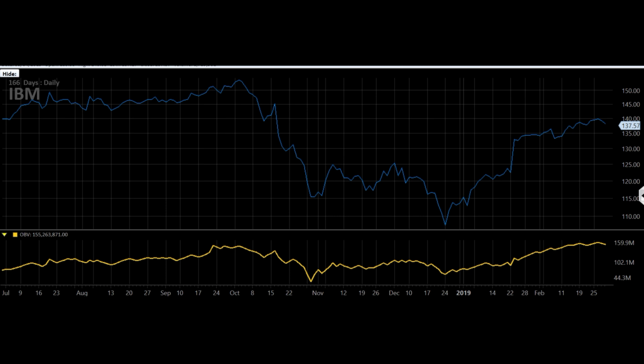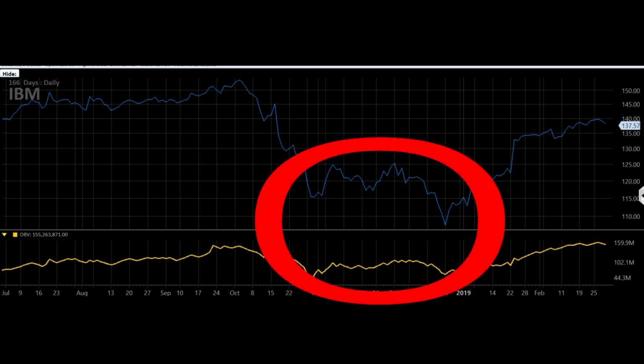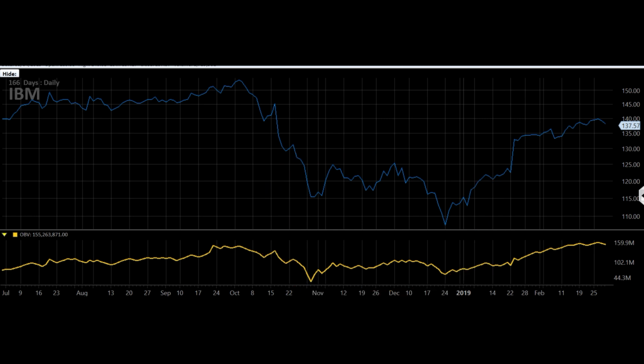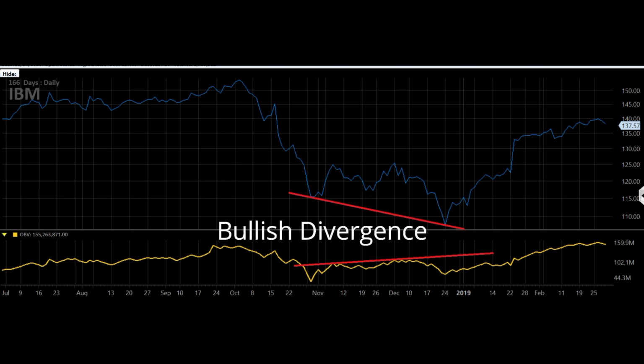Basically, you should watch out when the indicator and the stock price are not moving quite in the same direction. In this example, you can see how even though the stock price is on a bearish trend, the OBV is moving in a different direction. I drew a couple of red lines so you can see it better. That's a bullish divergence, and it means the trend is likely to reverse. See how the stock price went up afterwards?